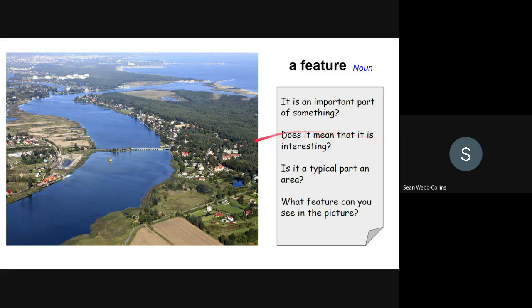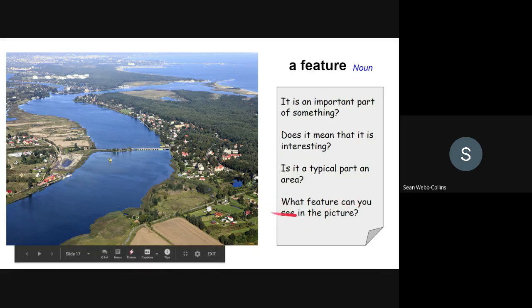Does it mean that it is interesting? Well, it could be yes or no. It depends on what kind of feature it is. The third question, is it a typical part of an area? Yes, it can. It's a feature of it. It's something that is standard, something that you find in everything, for example airbags in a car. Those are a standard safety feature.